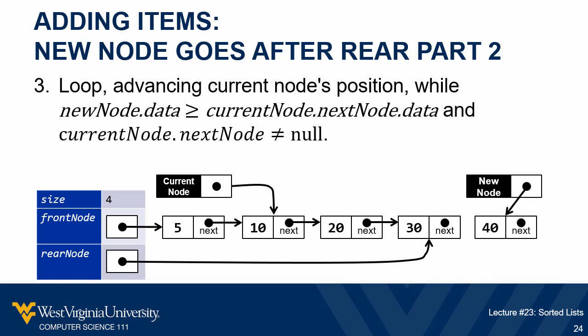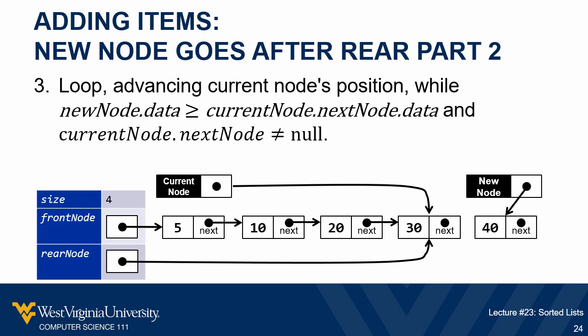I'm going to use the same type of while loop to advance over my existing chain of nodes to find the node that will be immediately before the new one I'm adding. I'm going to loop and advance the current node position while my new node's data is greater than or equal to the current node's next node's data, and while current node's next node is not null. So in this case, the value 40 is going to be greater than current node's next node when we're at 10 and when we're at 20. 40 is greater than 30, so we're still going to advance one more time.